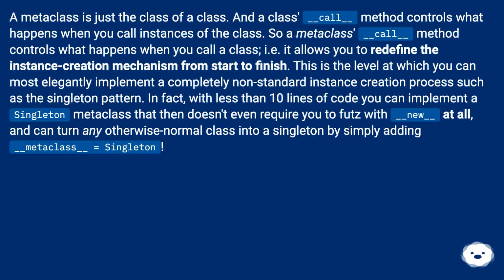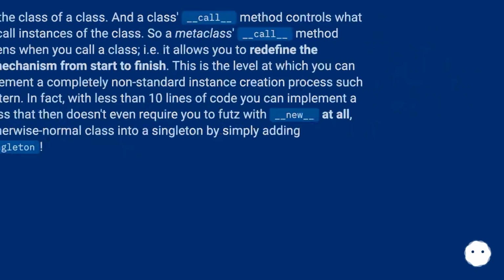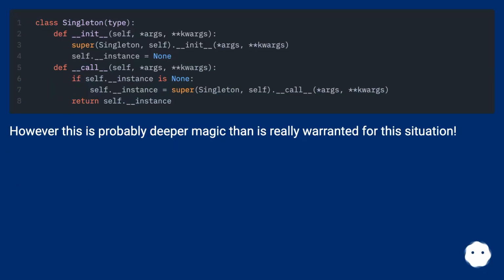This is the level at which you can most elegantly implement a completely non-standard instance creation process such as the singleton pattern. In fact, with less than 10 lines of code you can implement a Singleton metaclass that then doesn't even require you to futz with __new__ at all, and can turn any otherwise normal class into a singleton by simply adding __metaclass__ = Singleton. However, this is probably deeper magic than is really warranted for this situation.